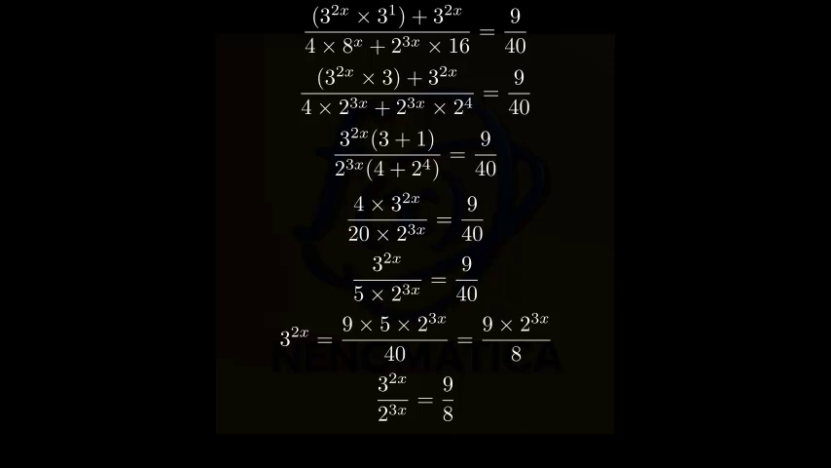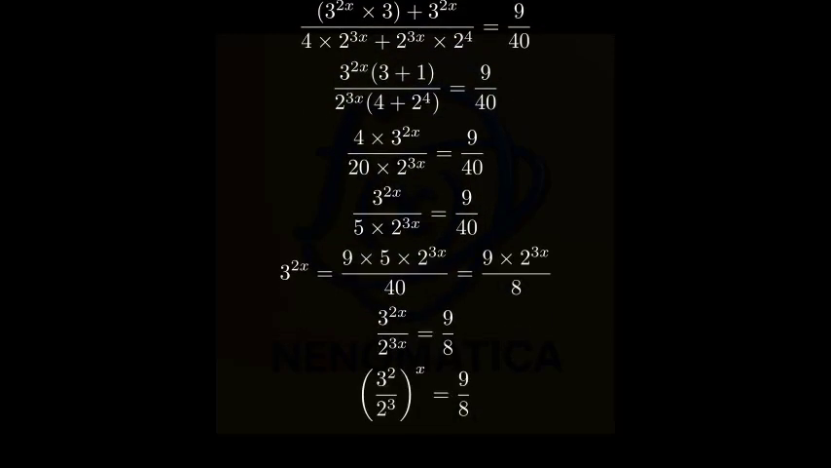We can rewrite this as the fraction 3 to the power of 2x divided by 2 to the power of 3x equals 9 divided by 8. This can be rewritten as the quantity 3 squared over 2 cubed raised to the power of x equals 9 over 8. Now, note that 3 squared equals 9 and 2 cubed equals 8. So this becomes the fraction 9 over 8 raised to the power of x equals 9 over 8.